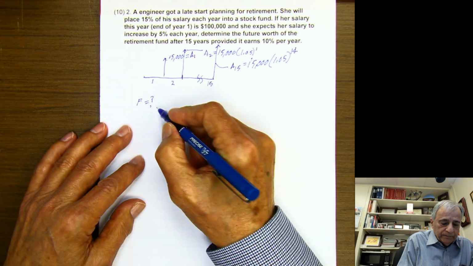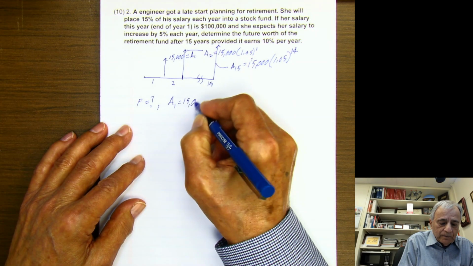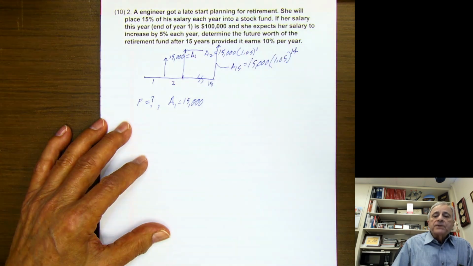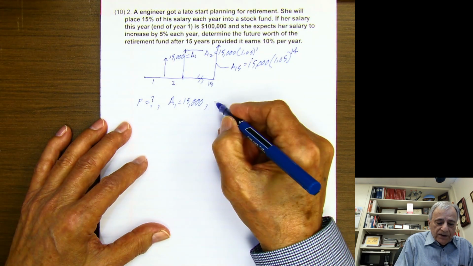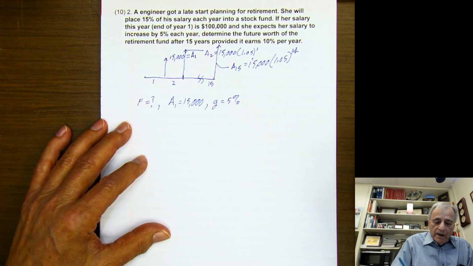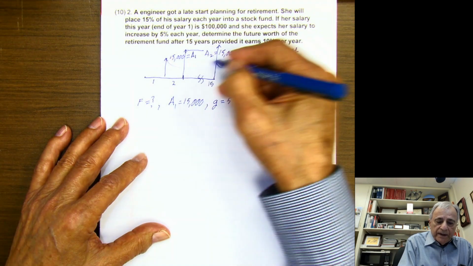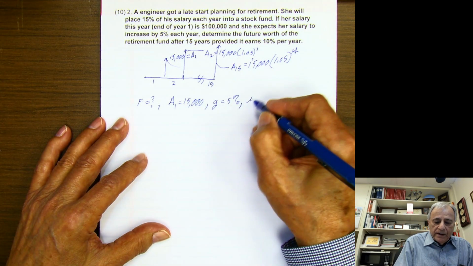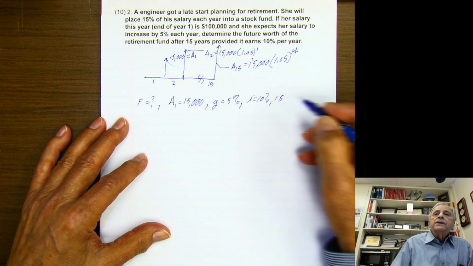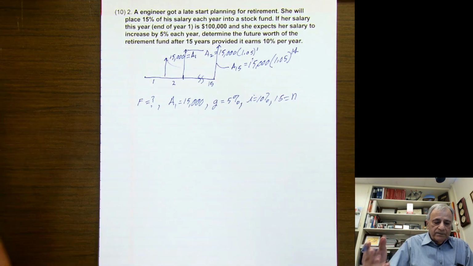So we're given A1 is $15,000. We got that by multiplying the 15% times the 100,000. We're given that this series is increasing at the rate of 5% per year. We're given that these funds that are going into this are earning 10% per year, and we're given that there's 15 years of deposits between now and the future.